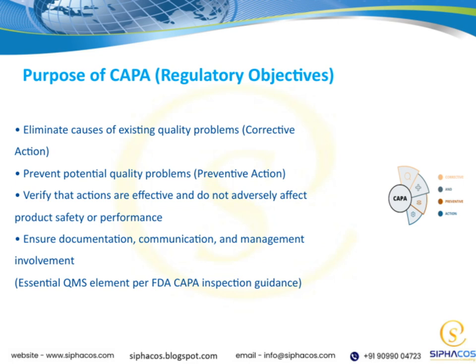Finally, CAPA emphasizes the importance of thorough documentation, clear communication, and active management involvement. These elements are considered essential within the quality management system, especially according to FDA CAPA inspection guidance. Together, these components form a comprehensive framework that helps us continuously improve quality and meet regulatory standards effectively.